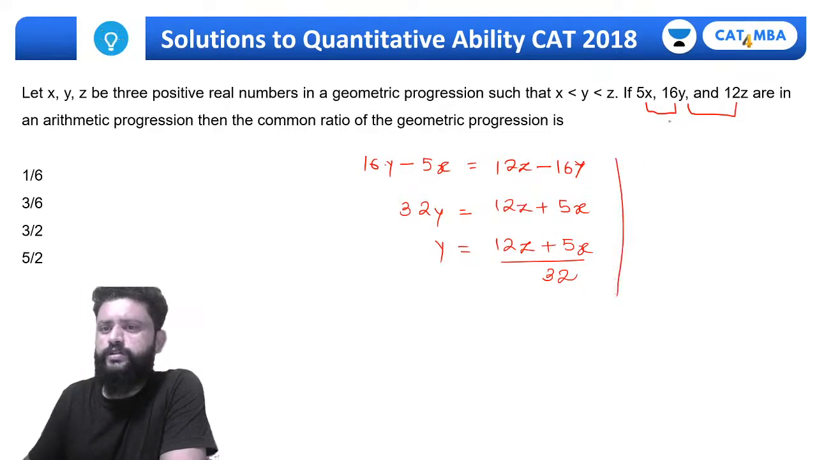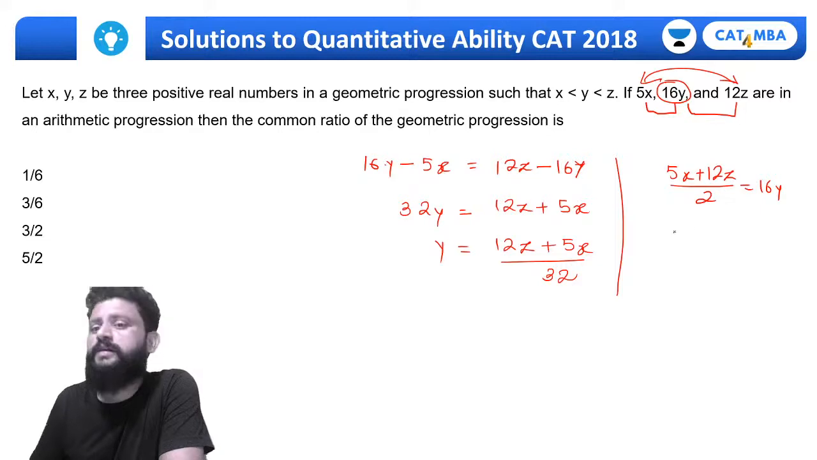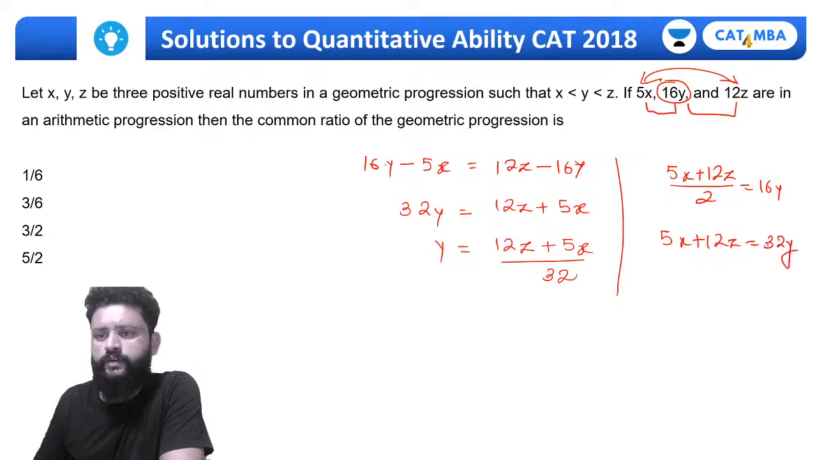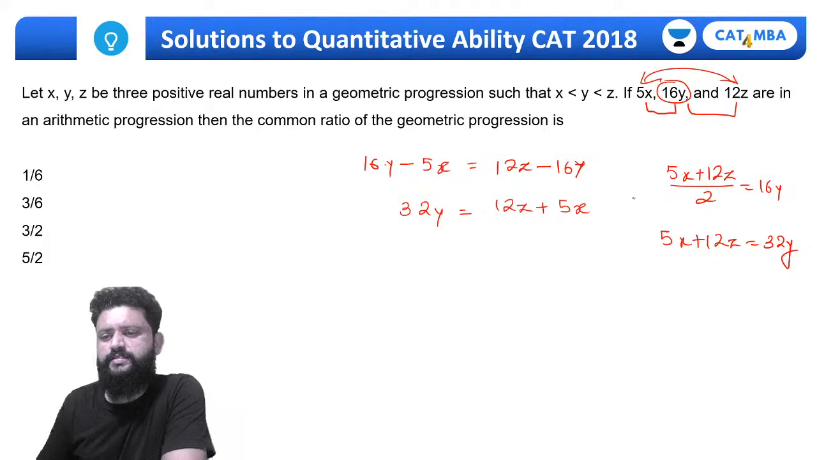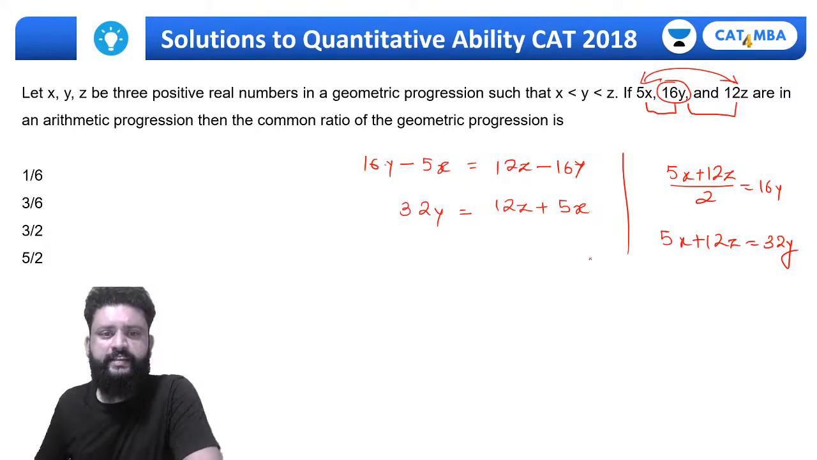And simply we can also say 16y is the middle term of these two, so 5x plus 12z divided by 2 must be 16y. Some people understand it this way, so they can simply write 5x plus 12z equals 32y. We'll keep it this way only, that's perfectly fine. Whatever way you are comfortable with, we can do that and get the equation.